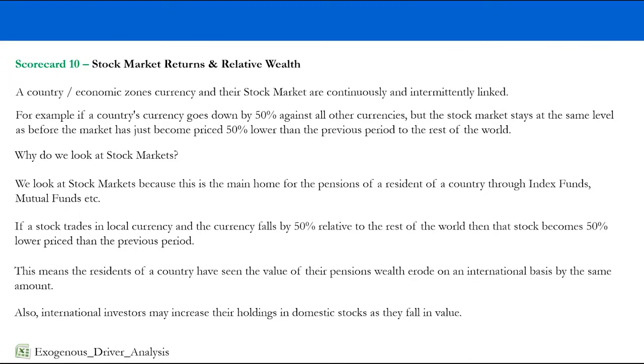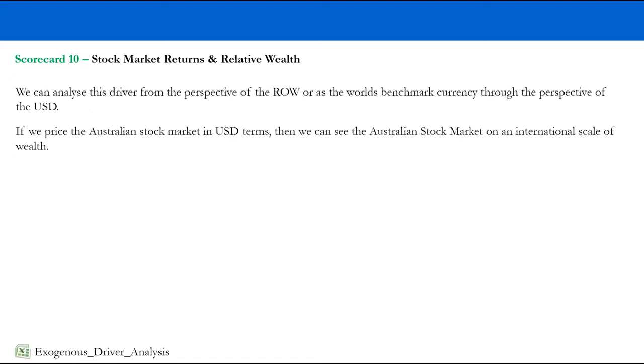So what we do here is we go through a similar process as we've been through in the past with various other macroeconomic drivers, and the stock market value itself becomes one of our macroeconomic drivers. And we analyze this driver from the perspective of the rest of the world, or as the world's benchmark currency, through the perspective of the US dollar.